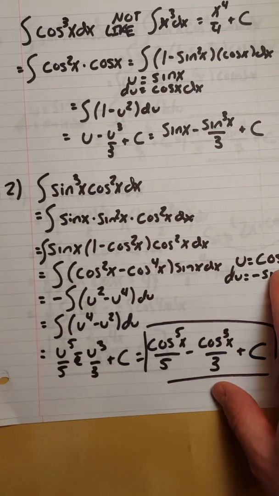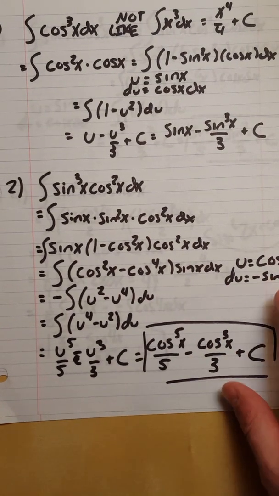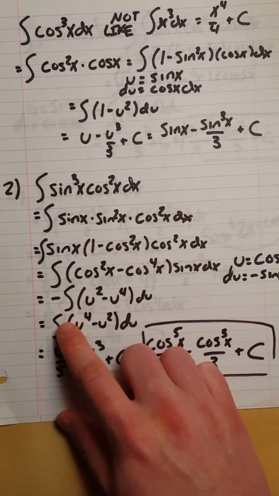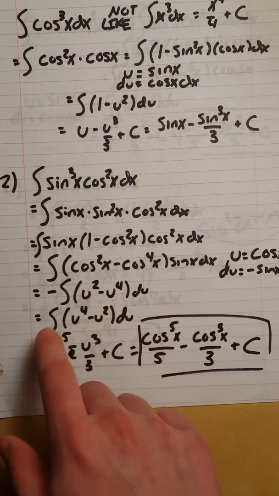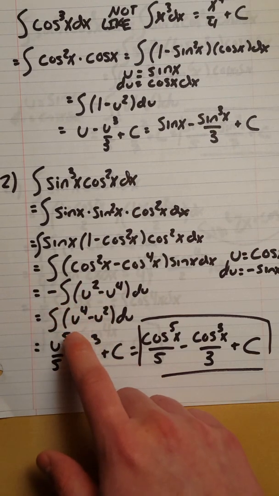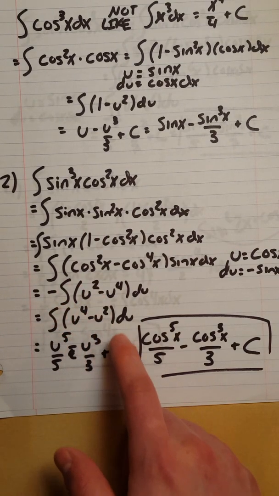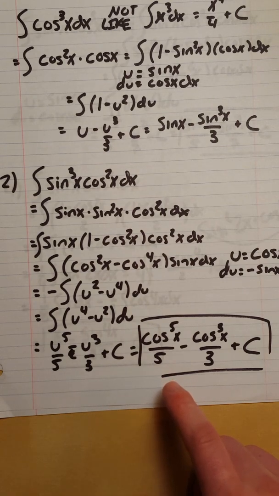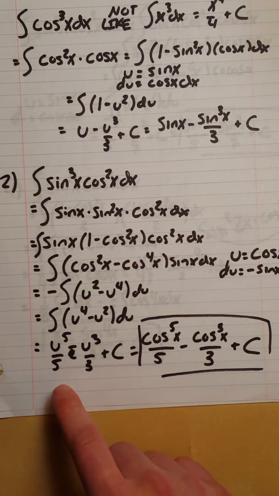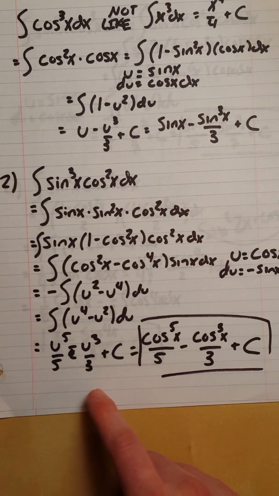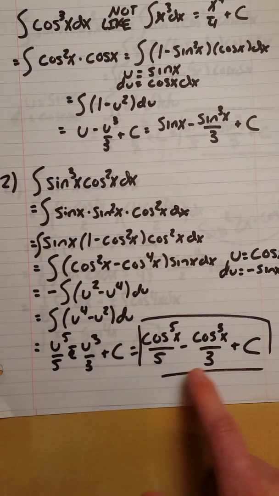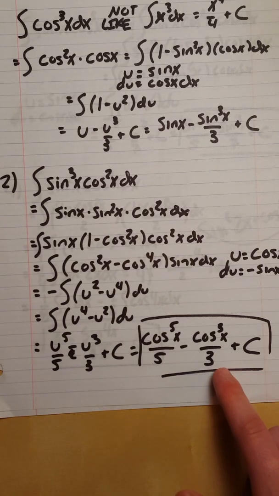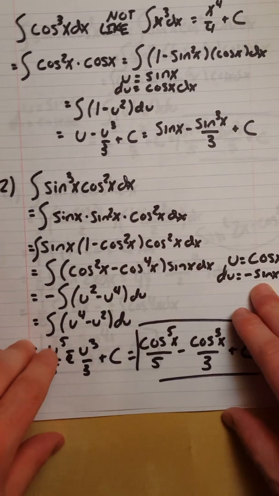You set u to cosine x, du is negative sine x dx, which brings you to here where it's negative integral of u squared minus u to the fourth du. I substituted the negative back in and got u to the fourth minus u squared du. That's an integral that turns into u to the fifth over 5 minus u cubed over 3 plus c, which turns into cosine to the fifth x over 5 minus cosine cubed x over 3 plus c. Okay, now on to the next problems.